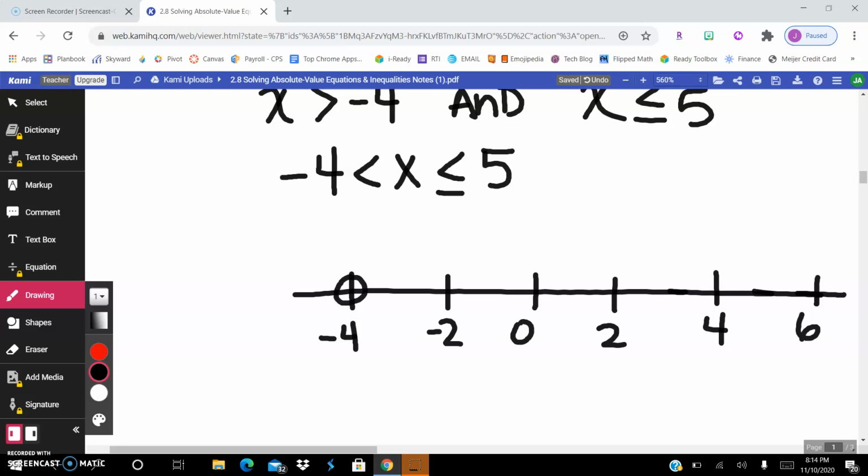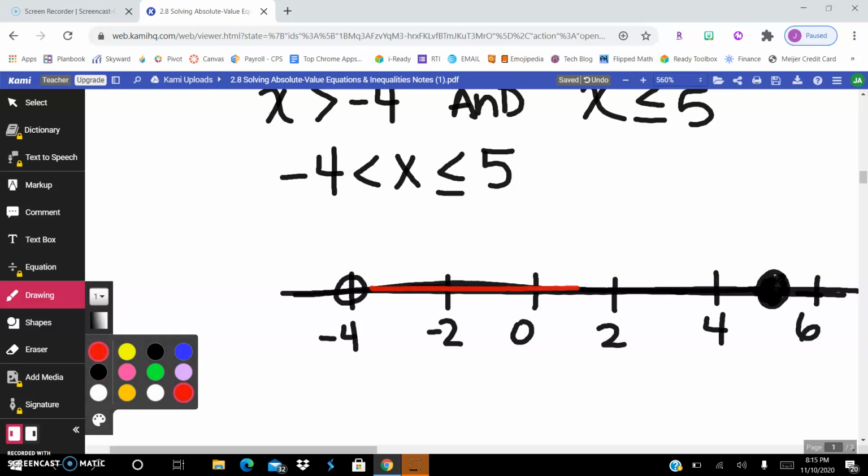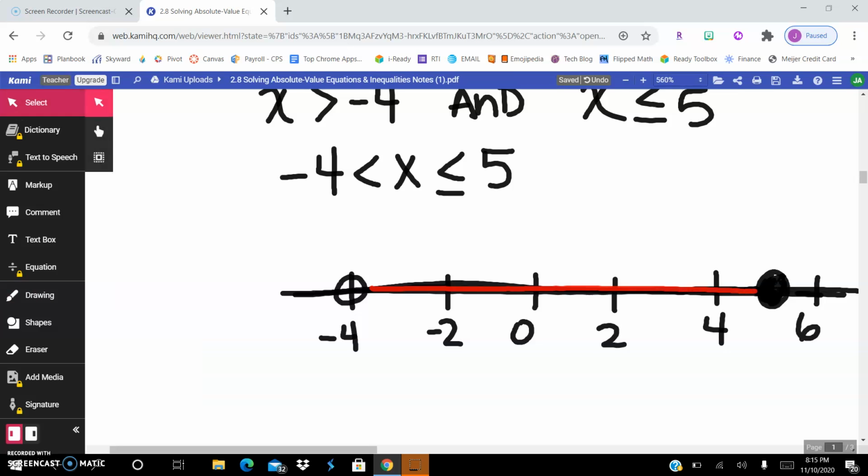-4, circle is open. And this one says x is greater than -4, so we'd have to shade to the right. And then x is less than or equal to 5, which would be right here in the middle. And it's equal to on that inequality, so I'm going to shade that in, and x is less than means I would shade in this direction. And these would overlap here in the middle, so that would be where my answer is.